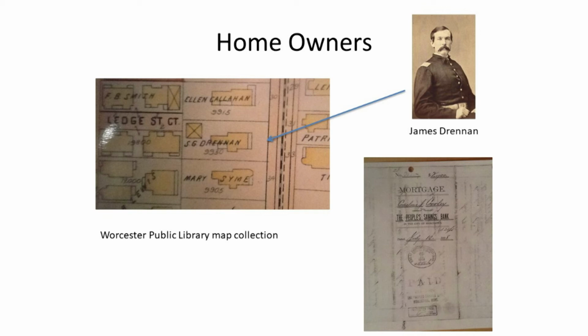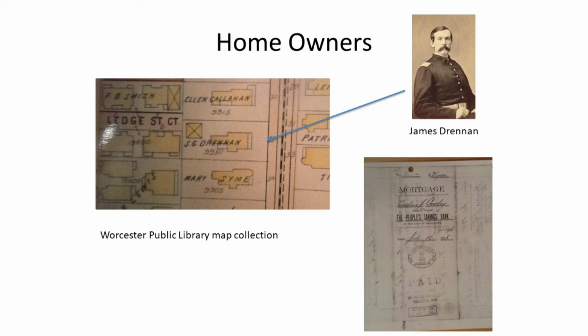And each month they would go to People's Savings Bank and make their payment to the bank until they paid that mortgage off. And so we have that document in our family records. So this is very typical of the owners of the three-deckers, that they were not only the owners, but they had their family members living in the buildings.